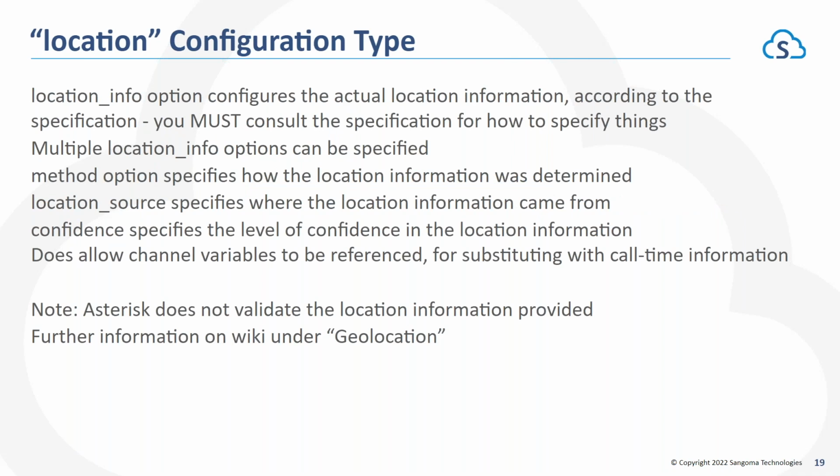So the location configuration type. This is what configures the actual location information according to the specifications. You must consult the specification for how to specify things. It dictates a specific way that things are to be formatted. Multiple location information options can be specified. Method option specifies how the location information was determined. Source is where the location information came from. Confidence, as you would expect, is how confident you are in that information.